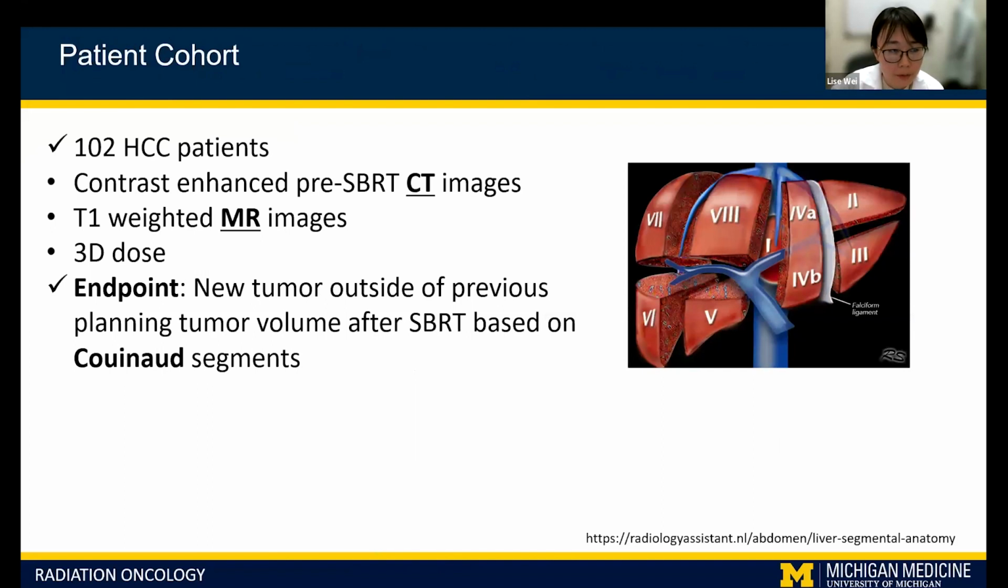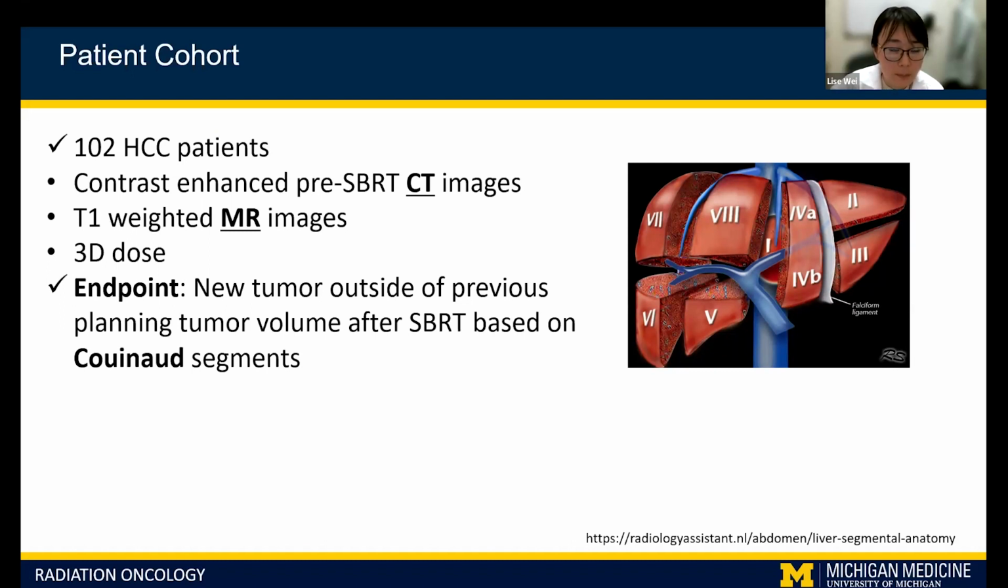About 102 HCC patients were enrolled in this study, and all of them have contrast-enhanced CT images as well as T1-weighted MR images, and also the 3D dose distribution. The endpoint is to predict the location of new tumor outside of the previous planning tumor volume after SBRT, based on the Couinaud segments.